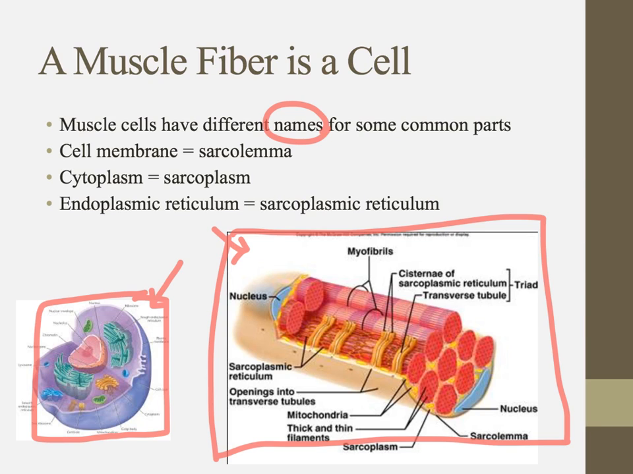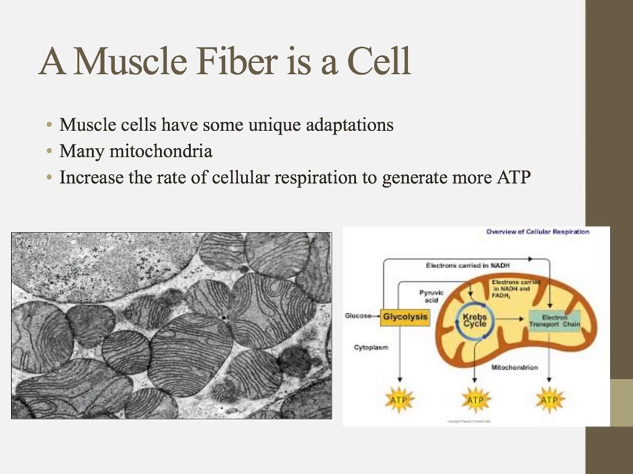Okay, so let's go through those quickly. A cell membrane that is part of a muscle cell is called not a cell membrane, but a sarcolemma. The fluid-filled portion isn't called the cytoplasm, it's called the sarcoplasm. And the endoplasmic reticulum is called the sarcoplasmic reticulum. So sarco, sarco, sarco, so muscle cells have some pretty unique adaptations to help them do their job.